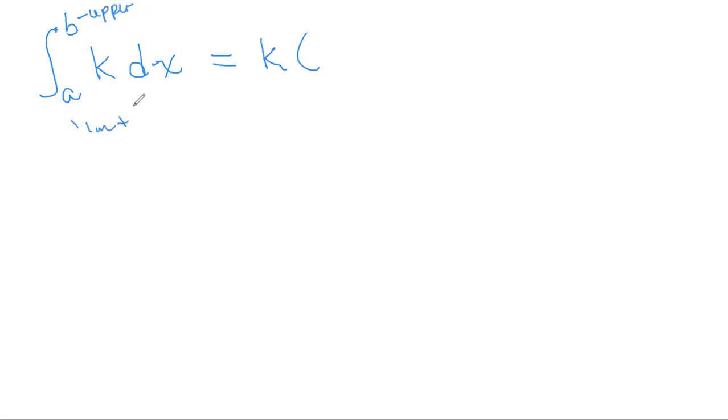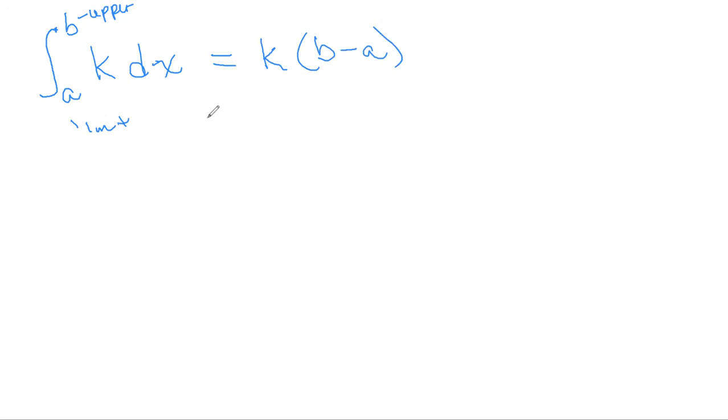Another property is the definite integral of a constant. So if you have the definite integral from a to b of just a constant, I'll say k, because I've seen some use k, that's going to equal whatever k is, times the upper limit minus the lower limit. So it's going to be k times b minus a.